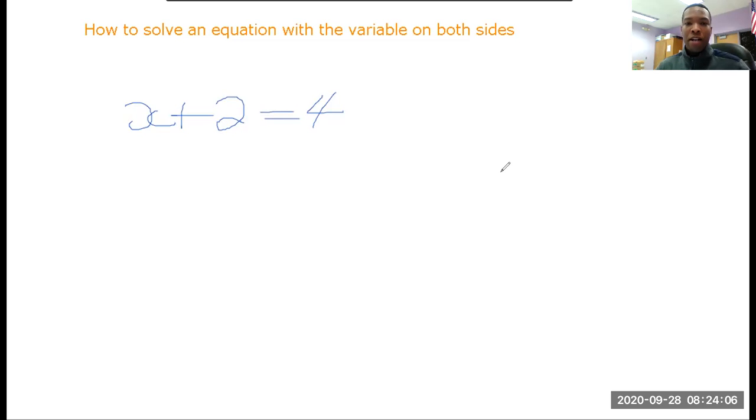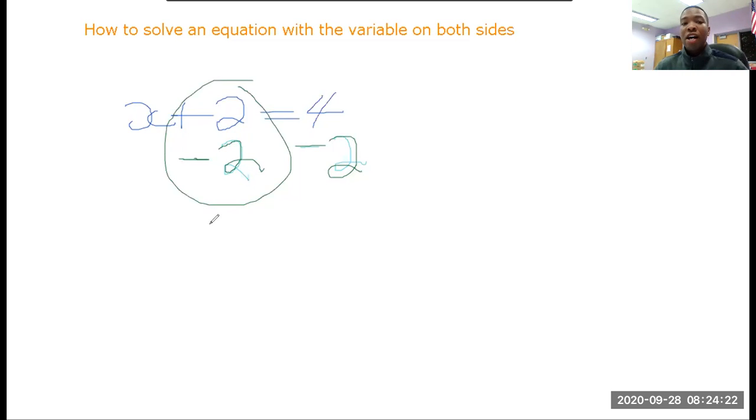Okay, someone said minus 2. That's right. So I minus 2 on both sides. I don't know if you guys could see that color, so I'm going to use a different one. You minus 2 on both sides, and that's called the additive inverse. So then this is 0, because 2 minus 2 is 0. So I'm left with x is equal to 4 minus 2, which is 2. That's it. Now let's look at another example.